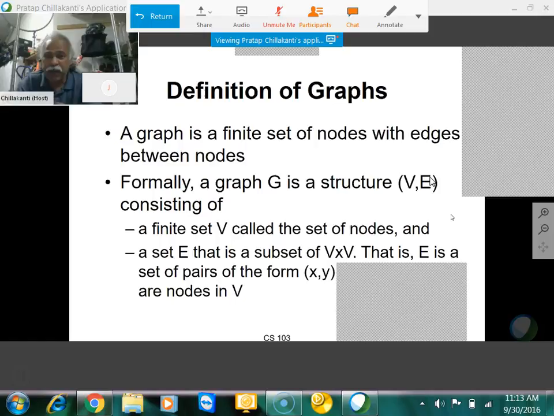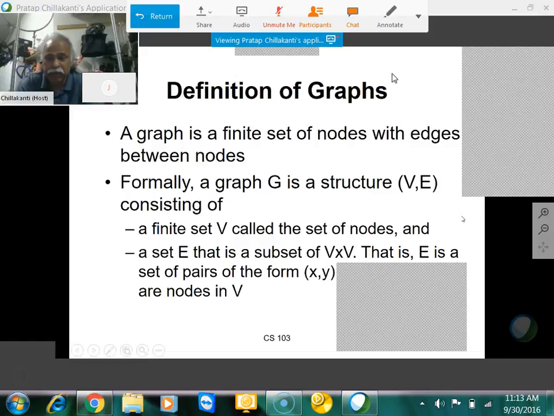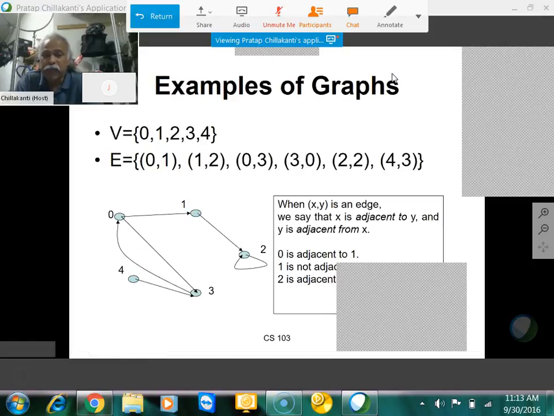Definition of graphs. A graph is a finite set of nodes with edges between the nodes. We use this notation V comma E. V is for vertices and E is for edges. The edges are a subset of V cross V, the Cartesian product of that. That is the formal definition. This is how it looks. If I give you a set of vertices and a set of edges, you should be able to draw a graph like that.